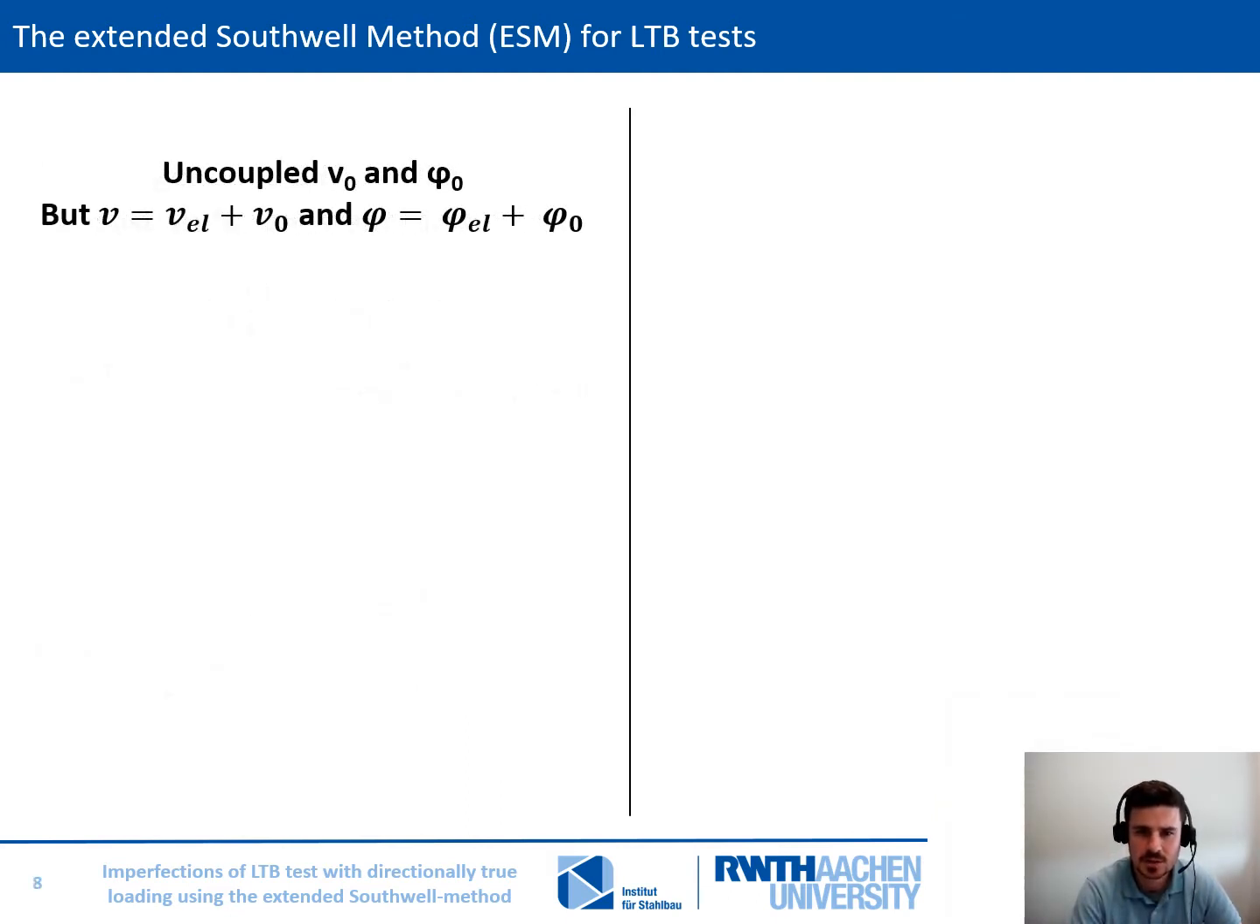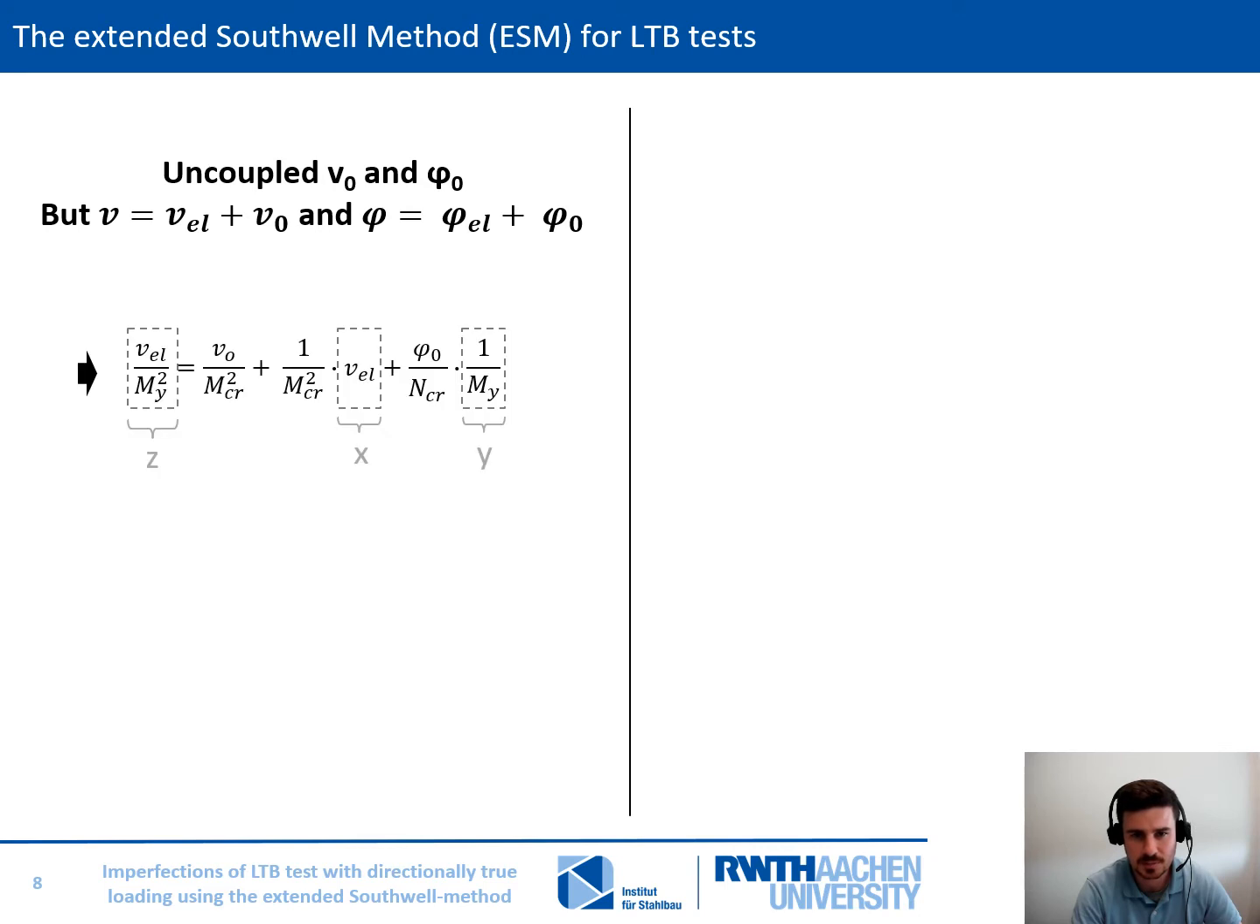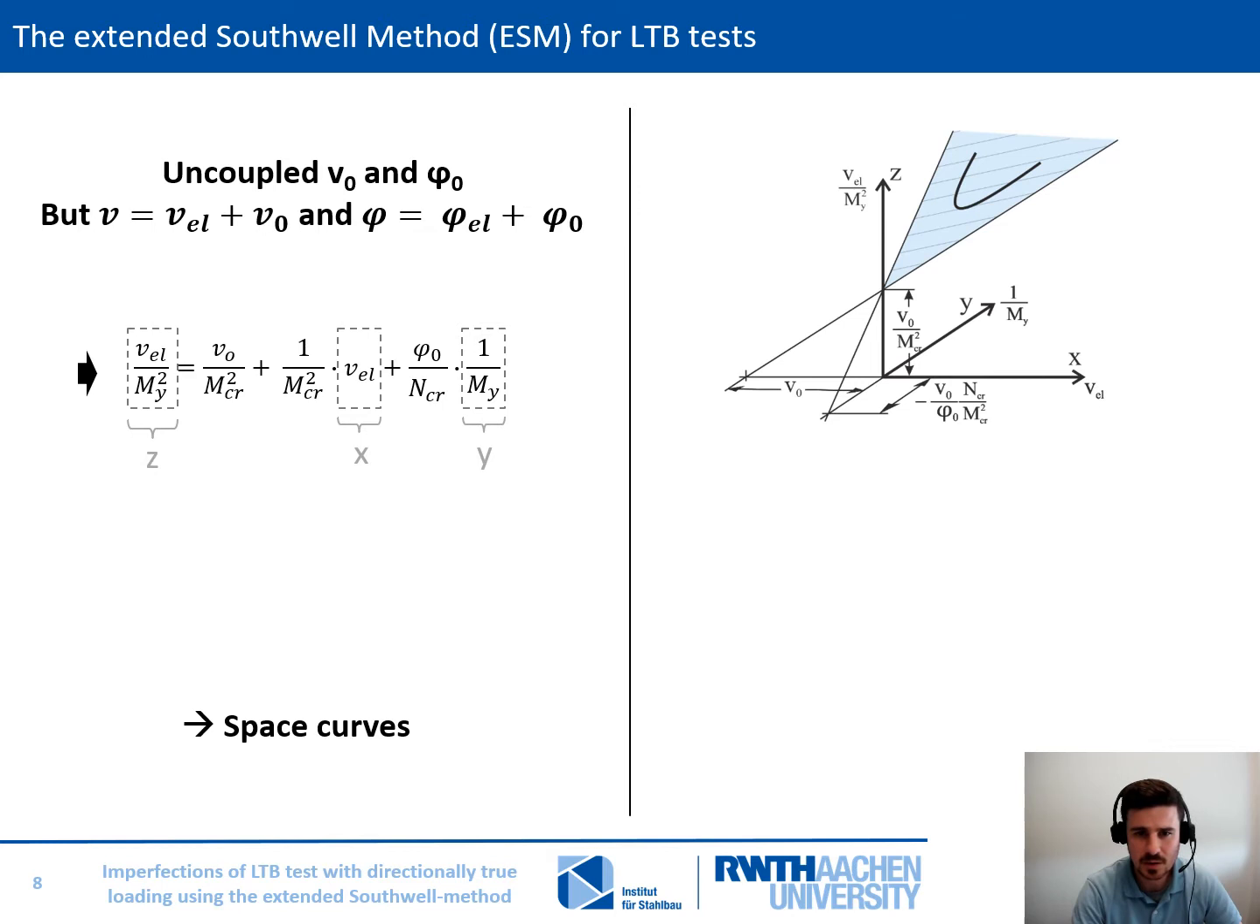However, in the search for the general case with uncoupled phi 0 and phi 0, the use of phi and phi is required. Then, after some replacement, the following plane equations can be found. If the equation phi-L divided by mu squared is plotted against phi-L on the x-axis and 1 divided by mu on the y-axis, then space curves can be found which lie on a plane. A sketch can be seen here on the right side.